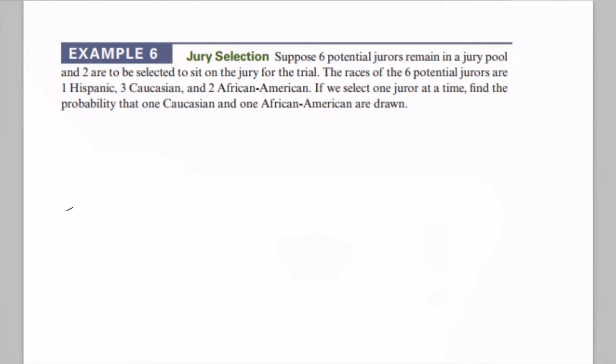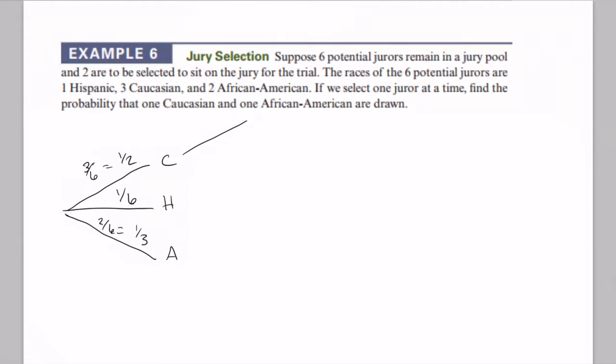So again, we have 3 possible answers. So those are Caucasian, Hispanic, and African American. Right? So for the Caucasian, we have 3 out of 6, which equals 1/2. For the Hispanic, that's 1 out of 6. And for the African American, 2 out of 6, which equals 1/3.